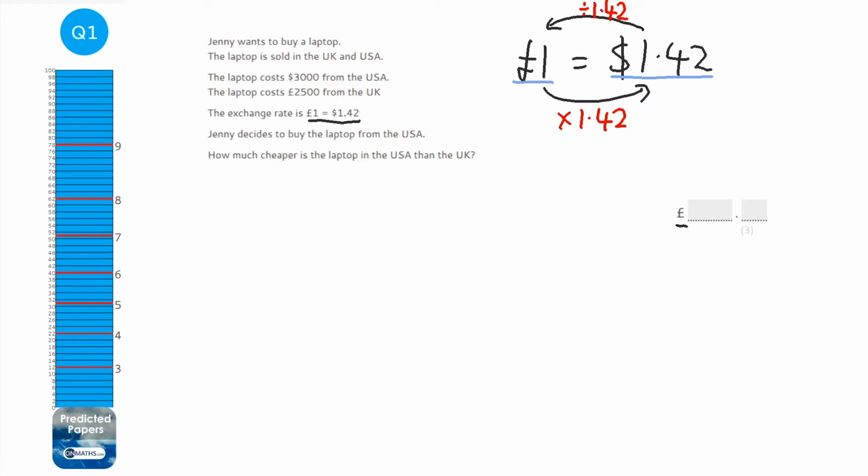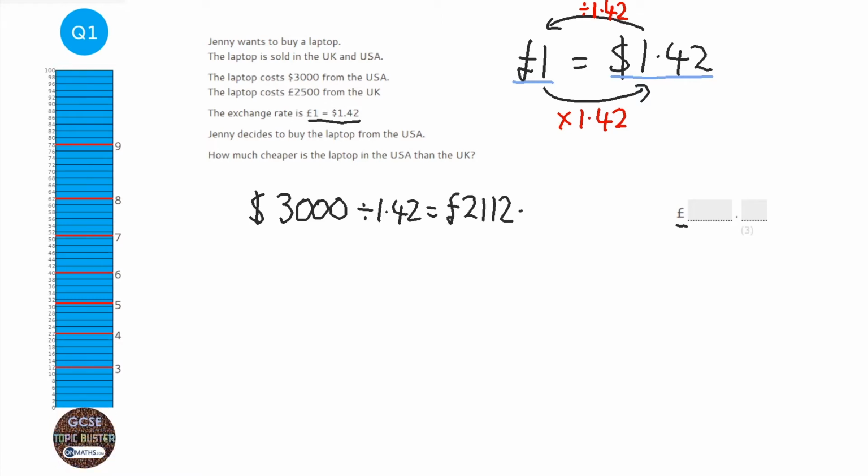So we've got $3,000 and we want to convert it into pounds. So we're going to divide it by 1.42, and I'm just going to type that into my calculator. So 3,000 divided by 1.42, and it's to the nearest pound 2112.68. Obviously to 2 decimal places, because money is always to 2 decimal places.